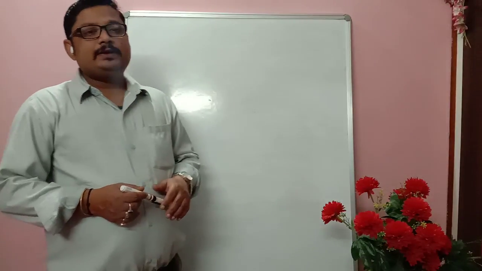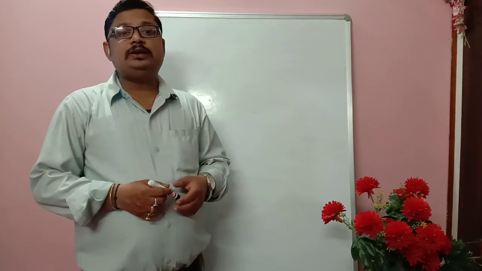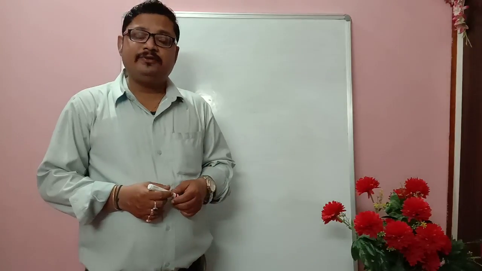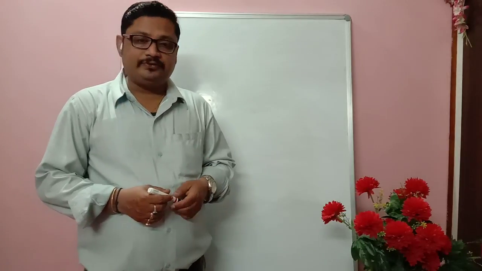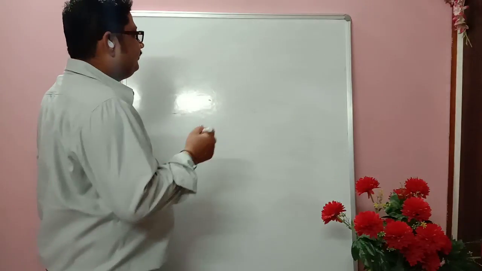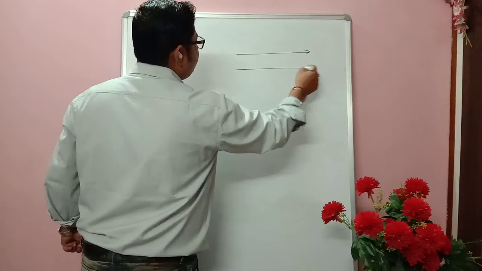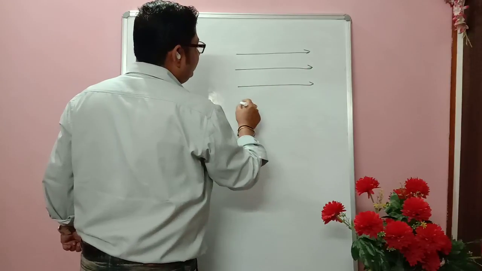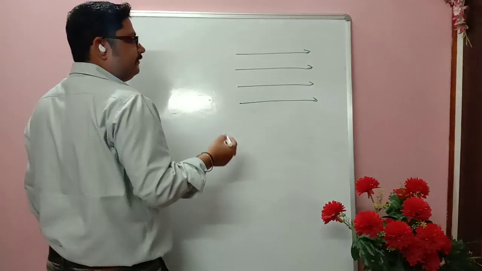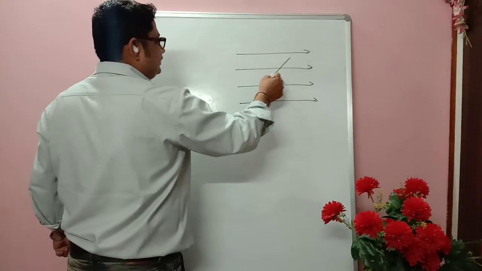Today we will discuss the torque acting on a dipole placed in an external uniform electric field. We know that a uniform electric field is represented by parallel lines. These equispaced parallel lines represent the uniform electric field. Now in this uniform electric field, say a dipole is placed.